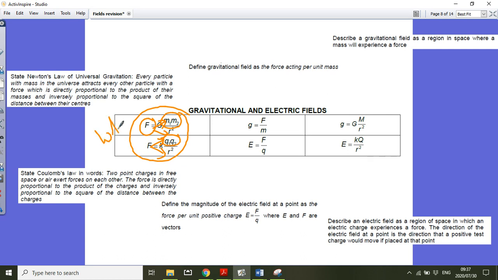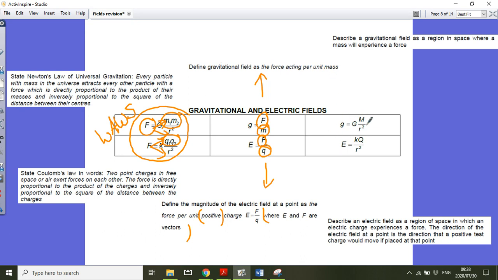So the first column will give you the laws. The second column gives you the definitions. Gravitational field is the force per unit mass. Electric field is the force per unit charge. But just remember that it has a direction as well. But the direction doesn't have to come in the definition. And this I can actually put in brackets because you don't have to say that. It's just the force per unit charge. If you don't say positive charge, we also don't mark it wrong. So it's the force per unit charge.